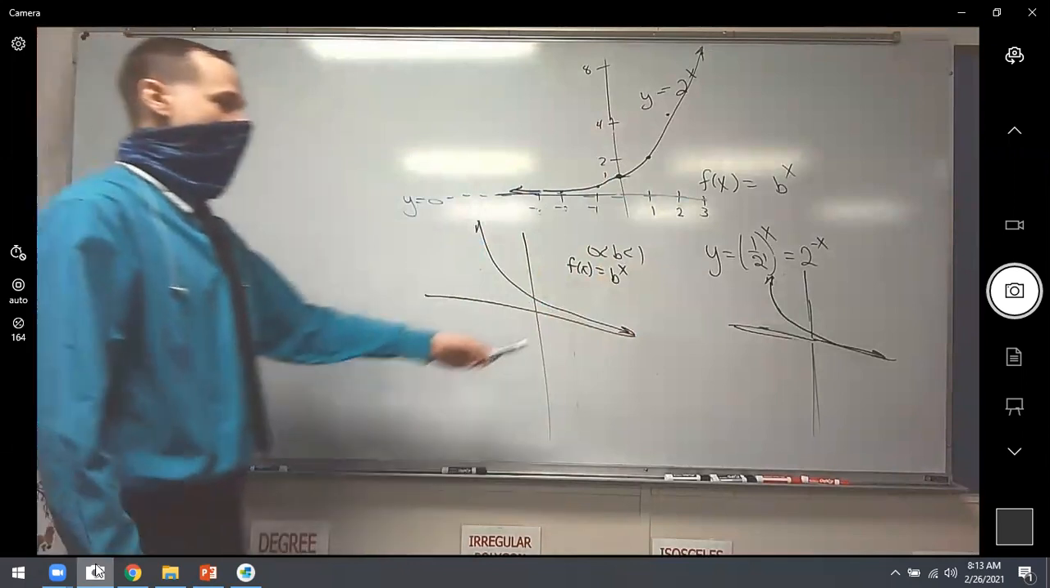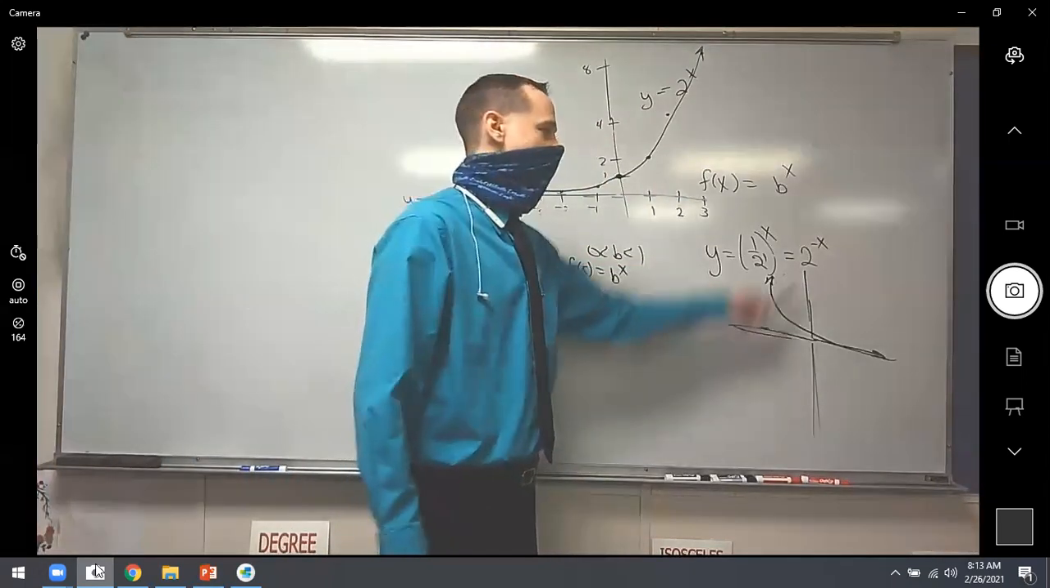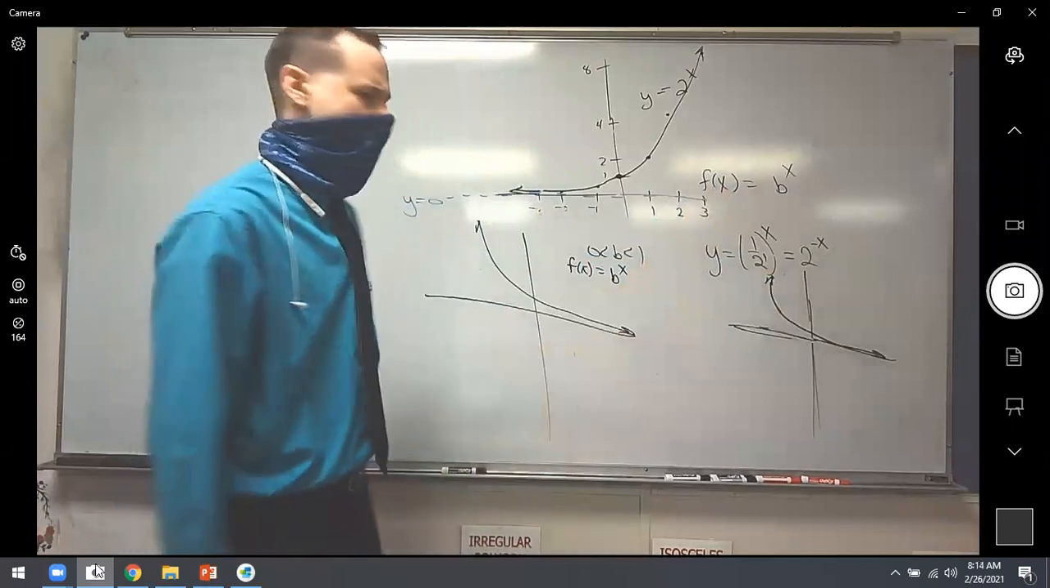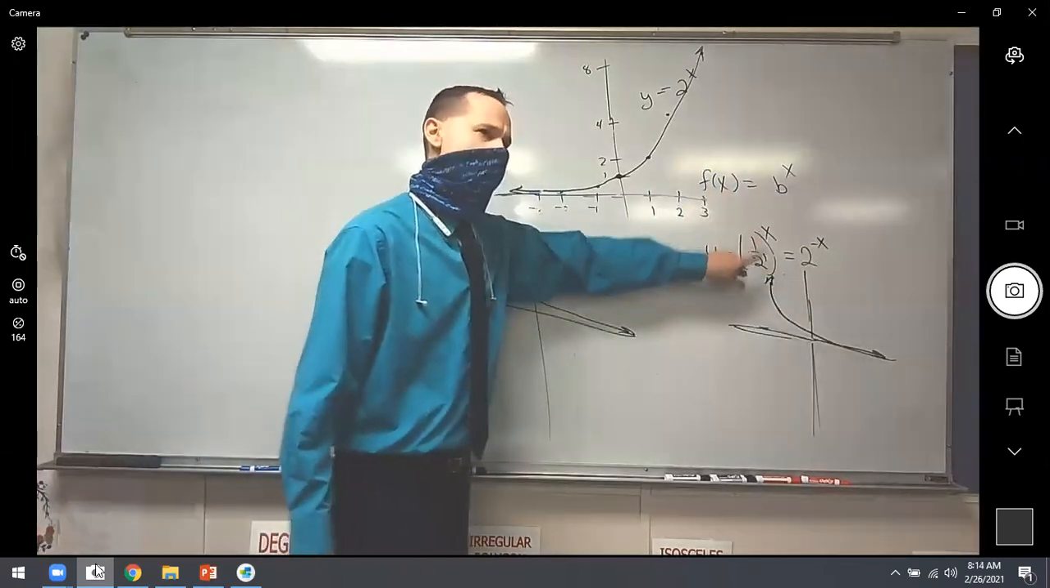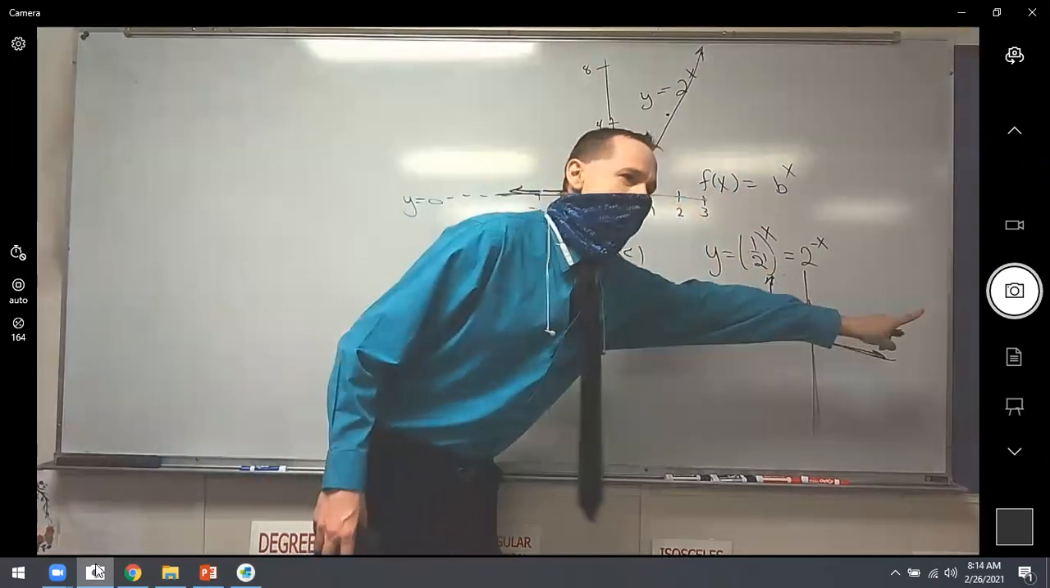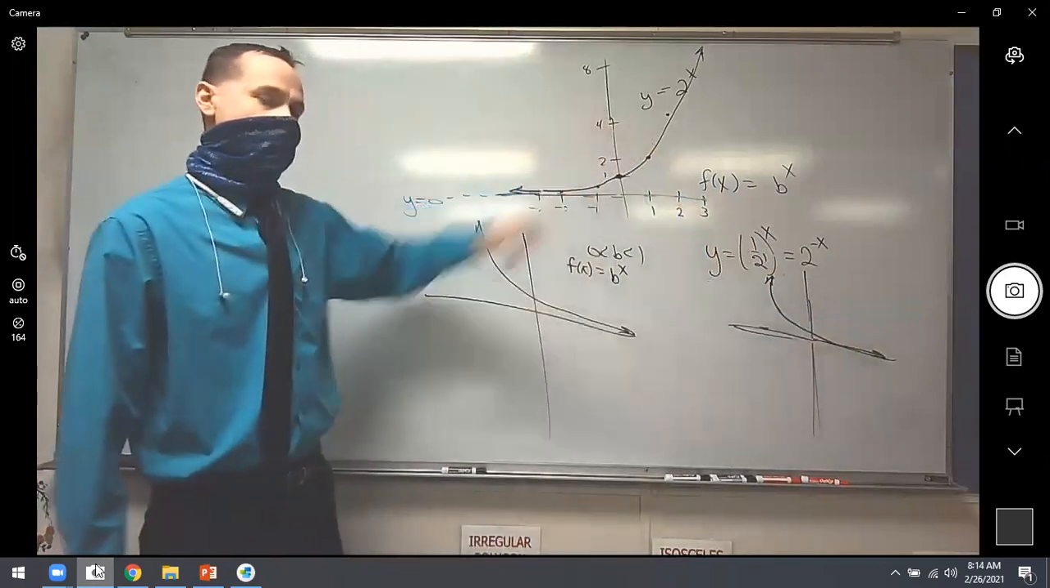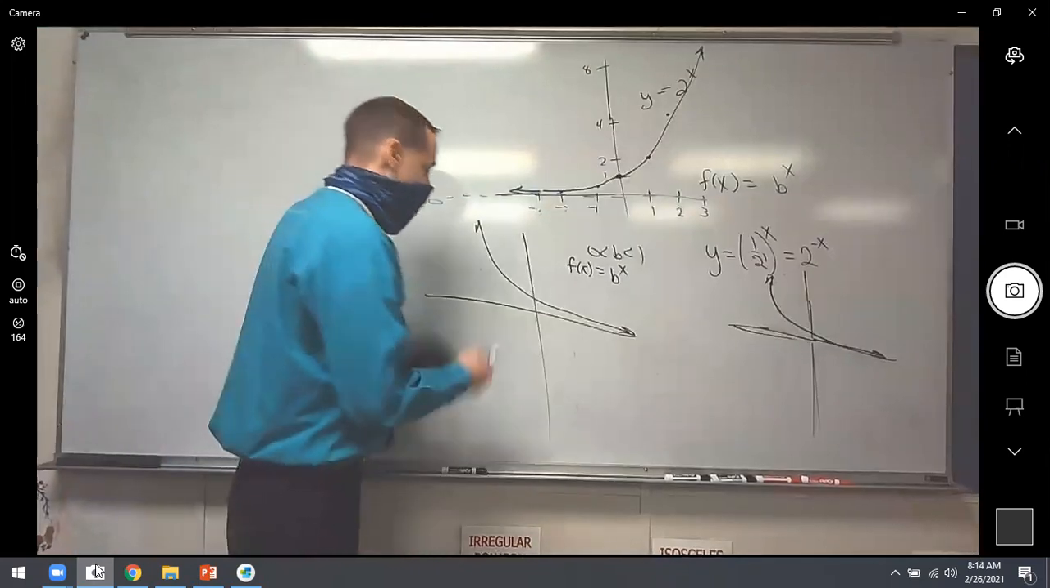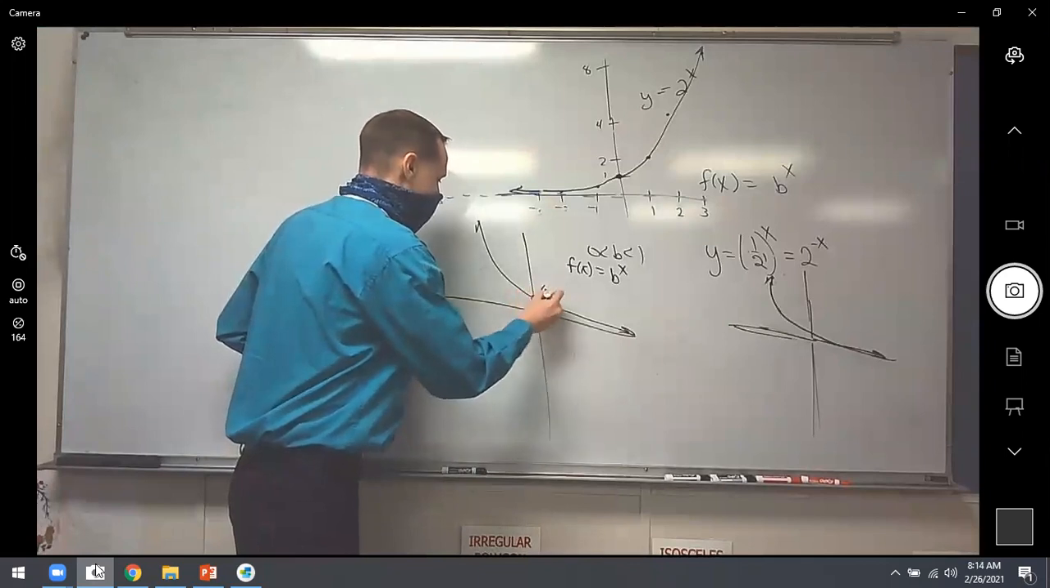You don't need to go through all that convoluted logic and figure out, okay, that's 2 to the negative x. You don't need to do that. You need to know when your base is less than 1, it's going to go down instead of going up. Now, the main highlights are the same. It's still going to have a y-intercept at 1.